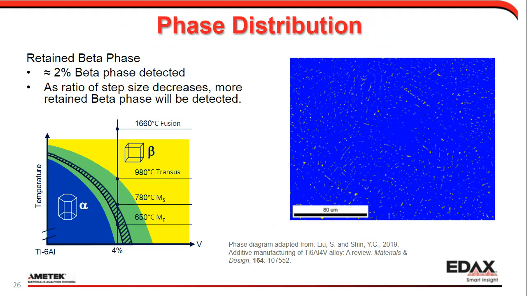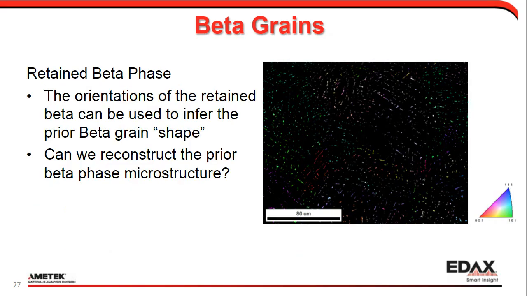So for Ti-6-4, we have a phase diagram there on the left where we have an alpha phase, which is hexagonal, and a beta phase. And so from those microstructures, we do have a little bit of the retained beta. As you can see there, the little yellow specks, it's hard to see. You have to really go high mag to see those well. But if you look closely, you can see the orientations in those retained beta phase.